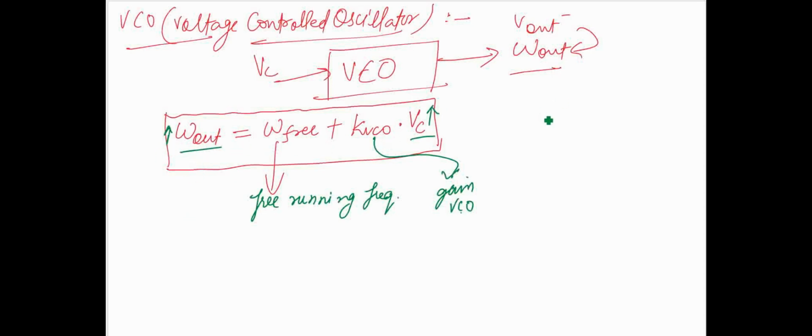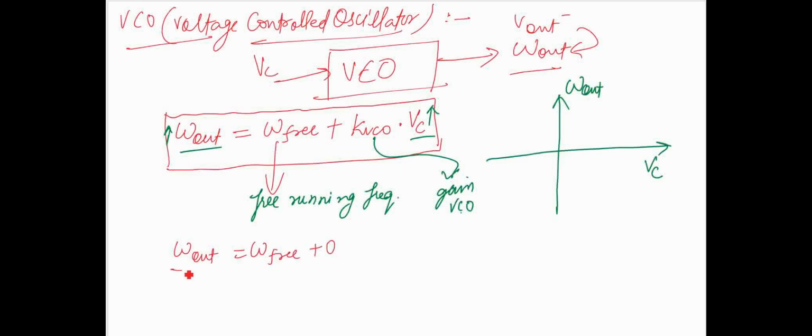So let's draw this. This is VC, the control voltage, and this is omega out. Now when VC equals 0, what will omega out be? Omega out will be equal to omega free plus 0. That means omega out equals omega free when VC equals 0, which means your oscillator is running freely. When there is no input at the VCO, whatever frequency your VCO is giving is called the free running frequency, omega free.